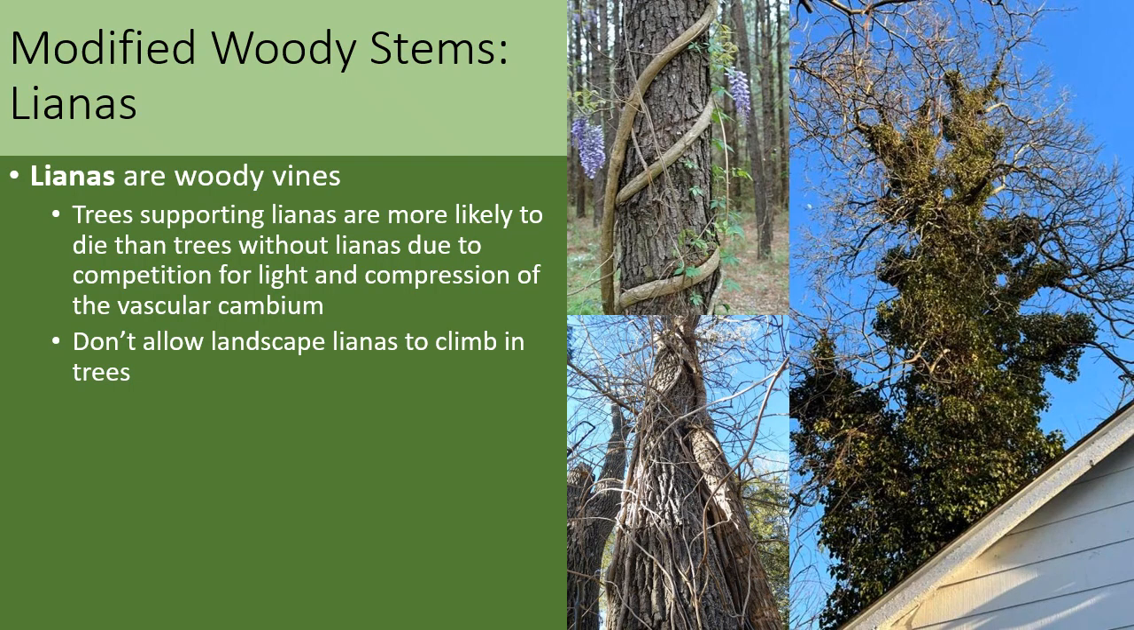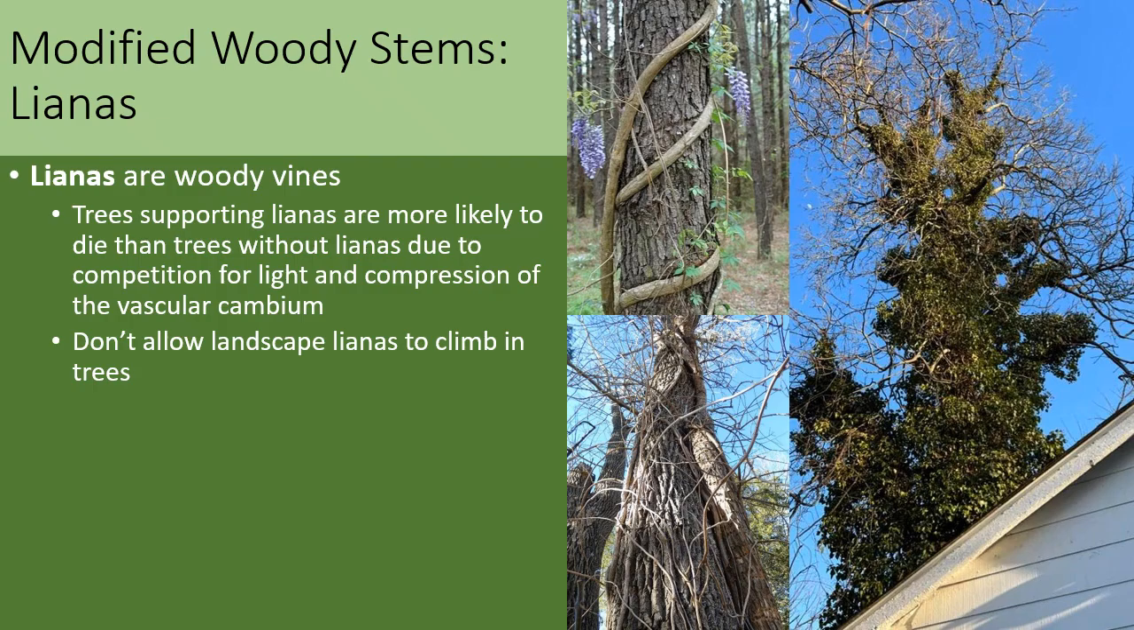This can cause big problems for the trees they're climbing up. So trees which are supporting lianas are much more likely to die than trees without lianas for a couple of reasons. One of the biggest ones is competition for light. That liana can grow its branches all the way out to the tips of the branches of the tree and compete with the tree's own leaves for light, which can eventually kill the tree by shading it out.